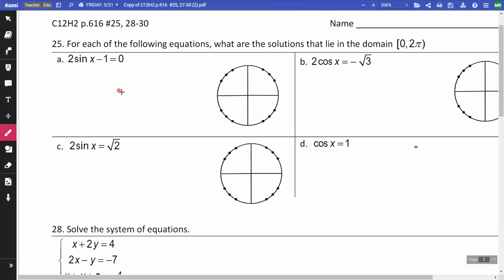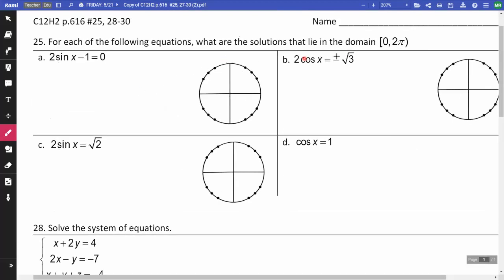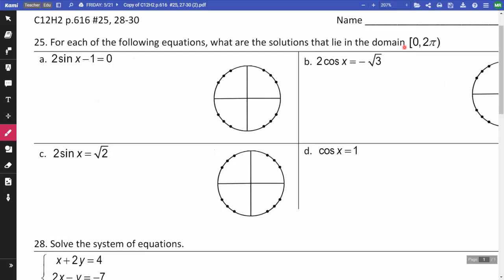So for each of the following equations, what are the solutions that lie in the domain 0 to 2 pi? So including 0, but this means we're not including 2 pi. So we're going to go up to 2 pi, but 2 pi will not be included. Okay, so on this one we don't have to do the plus or minus 2 pi n. We're just going to list every one within 0 to 2 pi, but not including 2 pi.